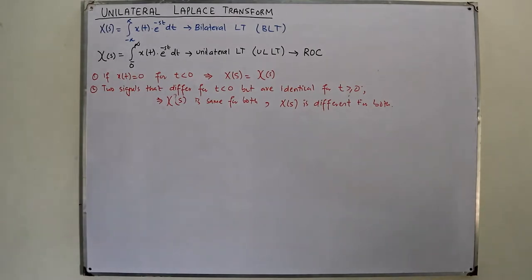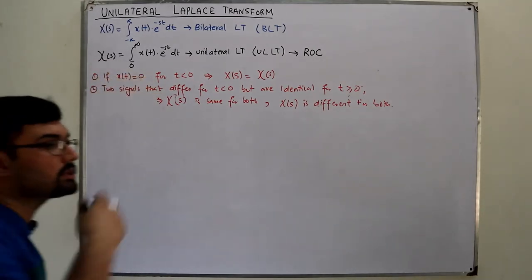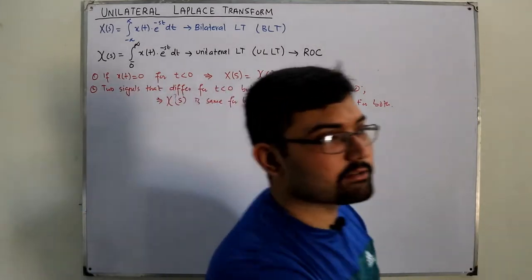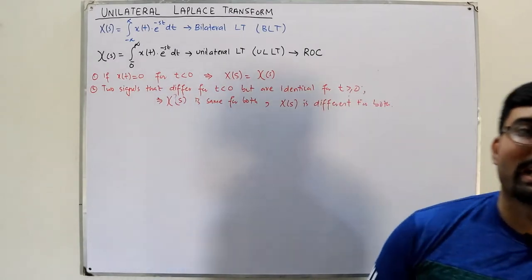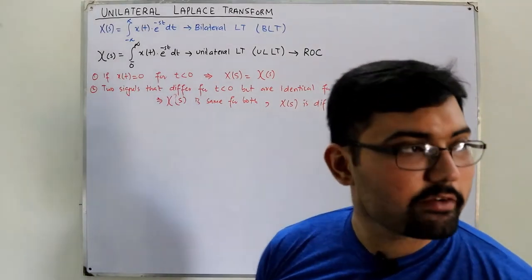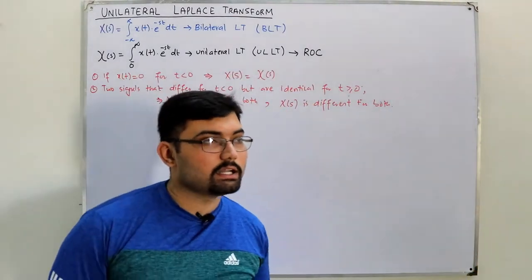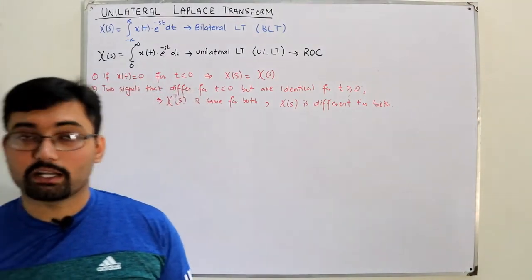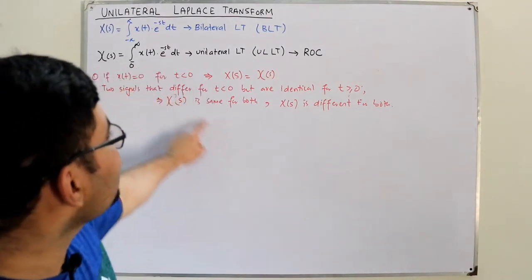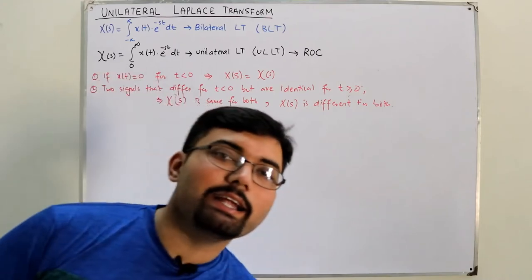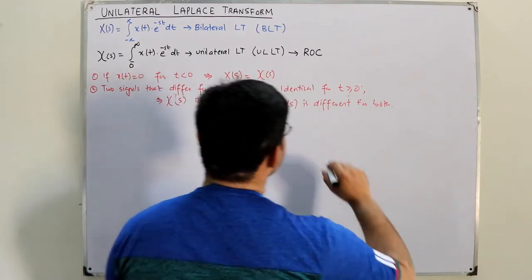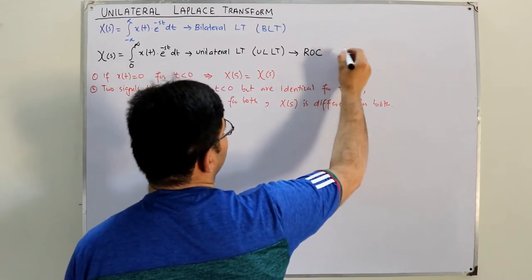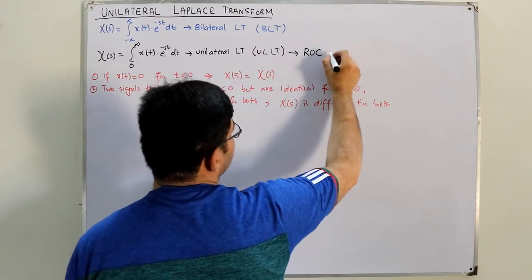If you see, this Laplace transform exists only for the right side, which means it only exists for right-sided signals. We know from the properties that if the signal is right sided, the ROC lies to the right of the rightmost pole. What does this suggest? The signal is right sided, so the ROC is the right side.